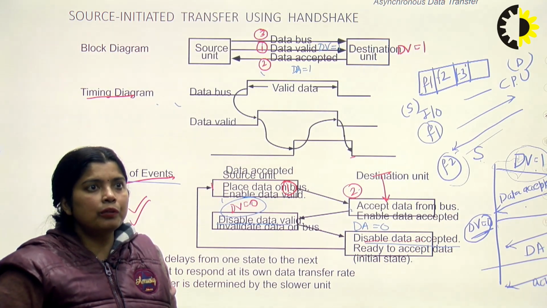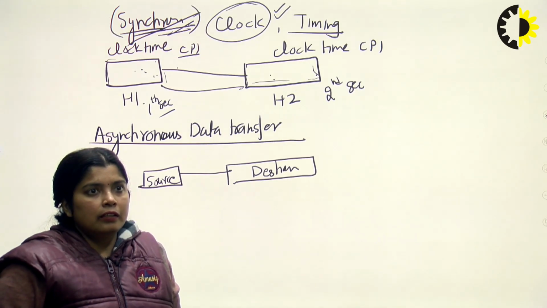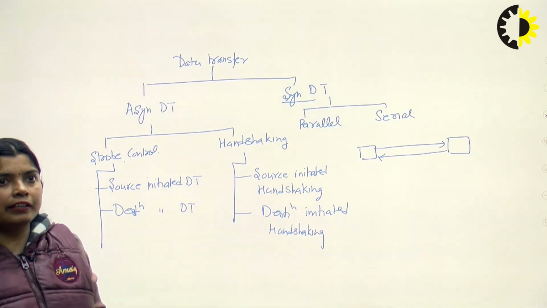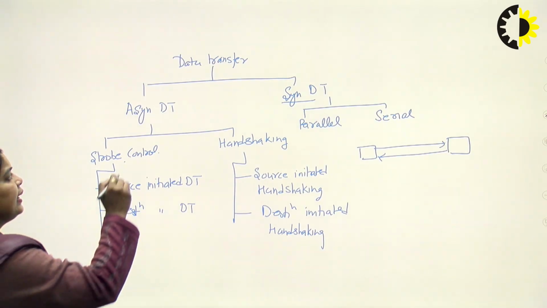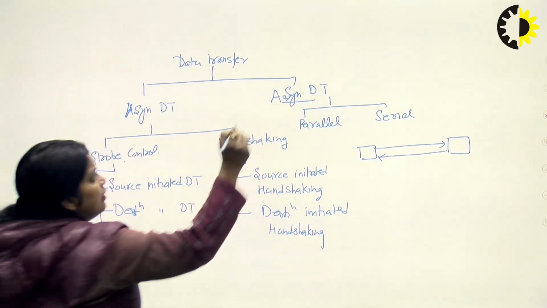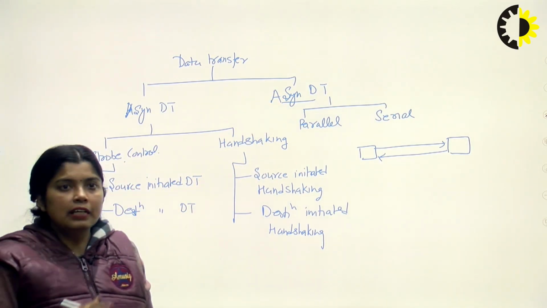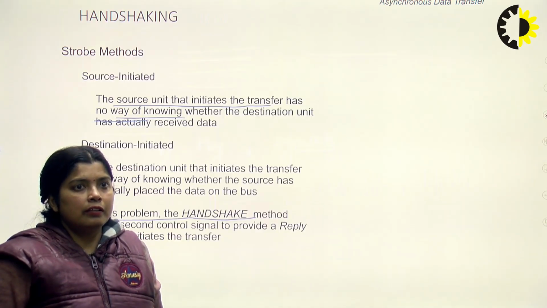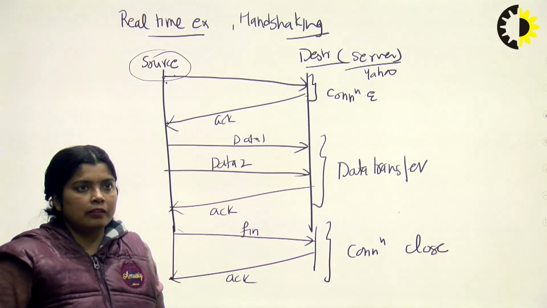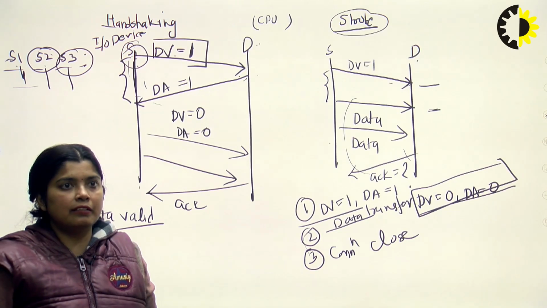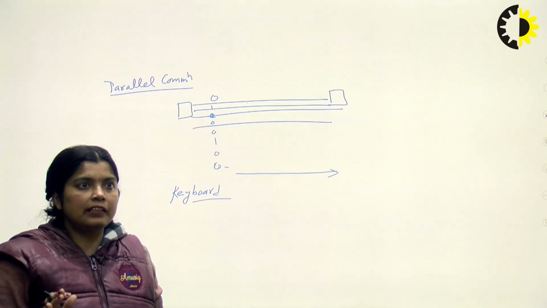And one more thing I want to discuss: in the data transfer, what I have written over there, this is the synchronous data transfer, and this is the asynchronous data transfer, that is parallel and serial communication. And in the handshaking, there are 3 phases. We can simply revise that.